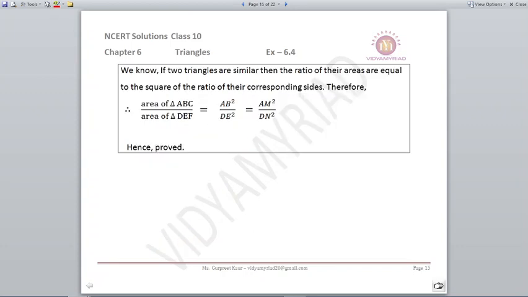Now when the two triangles are similar, it means the ratio of their areas is also equal to the square of the ratio of their corresponding sides. Therefore we can say that area of triangle ABC upon area of triangle DEF will be equal to AB square upon DE square, which is equal to AM square upon DN square, and hence we have proved that areas are equal with the corresponding medians.